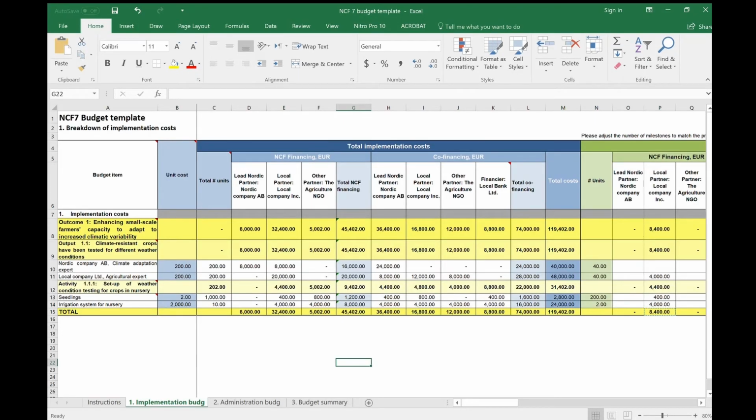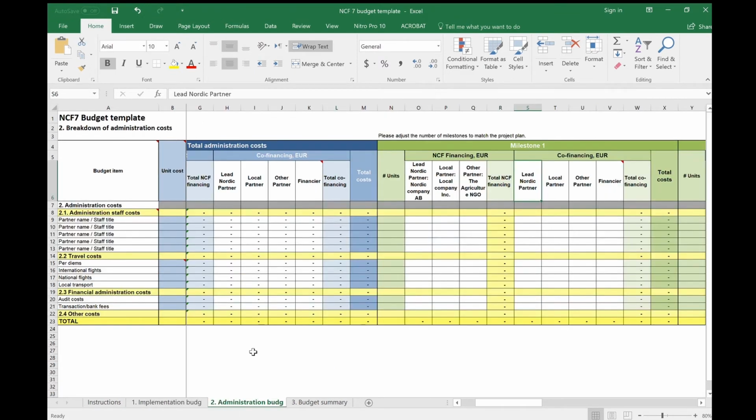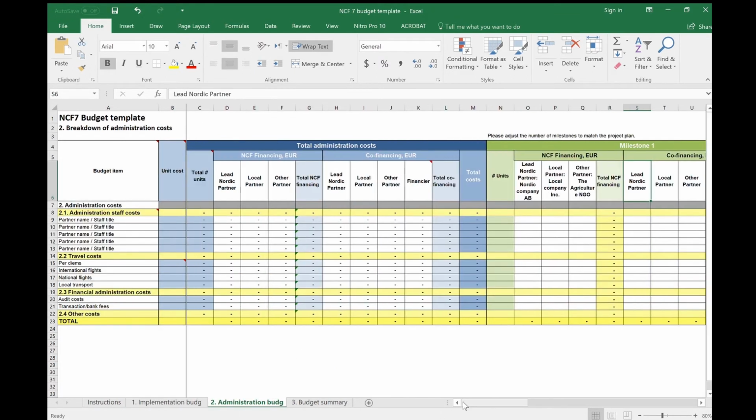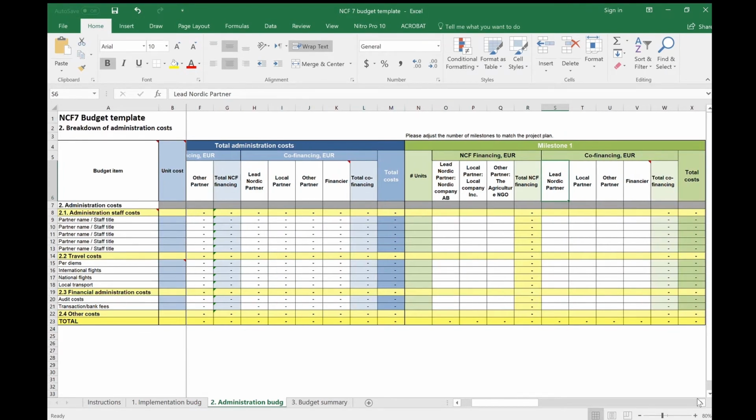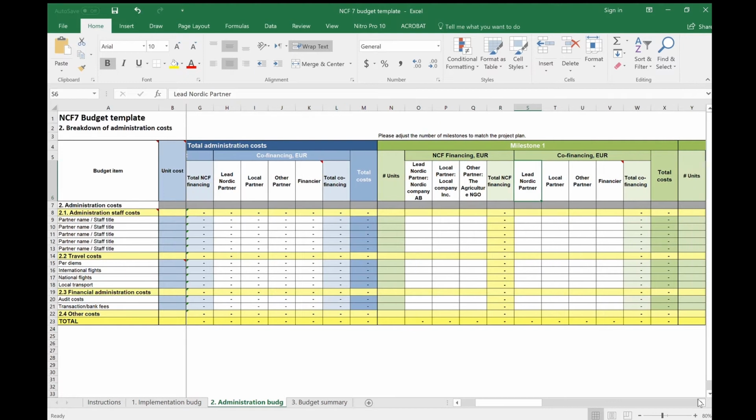Let's now look at the administration budget. The administration budget should include all costs related to the management of the project that can directly be linked to a specific outcome or output of the project. Administration costs include the costs of project staff in administrative or coordination roles, as well as travel costs and costs related to financial administration. The administration budget should be adjusted in the exact same way as the implementation budget.